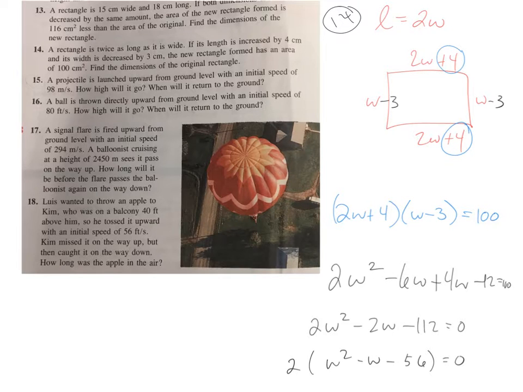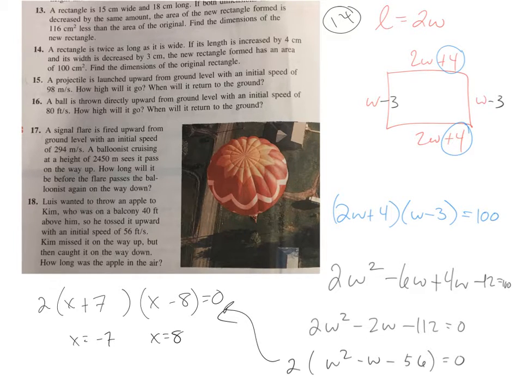What times what gives you 56? 7 and 8. It's not a coincidence. Which way? Bridge, which way? Plus 7 minus 8, because the middle term has to be negative. You made the 8 negative. Very good. Okay, giving us answers of negative 7 and positive 8.